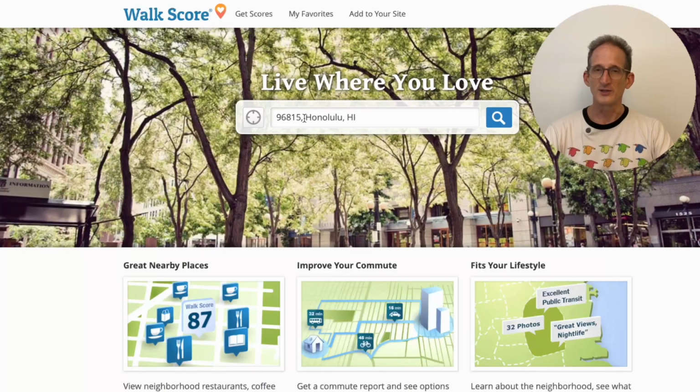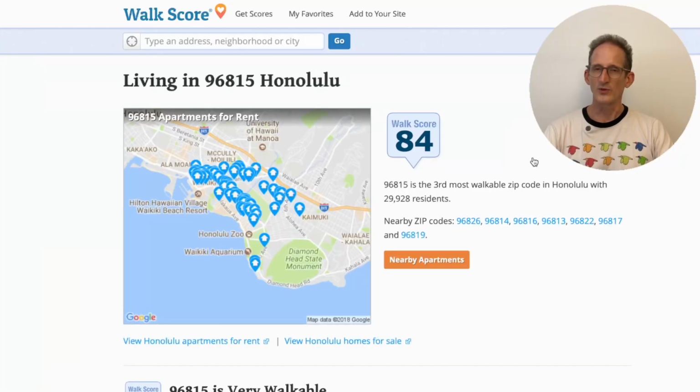You just enter in the zip code, and it tells you what the walk score is. That is how walkable a place is on a scale of 1 to 100, 100 being the best. And if you dig around on the site, they explain how they calculate it. But basically, it all has to do with how far away all of life's basic amenities are, including things like grocery stores, clinics, schools, and so forth.